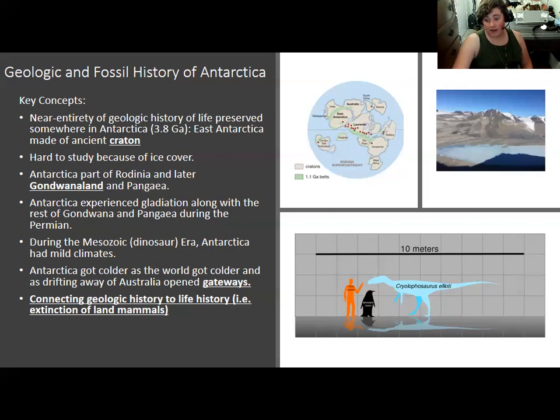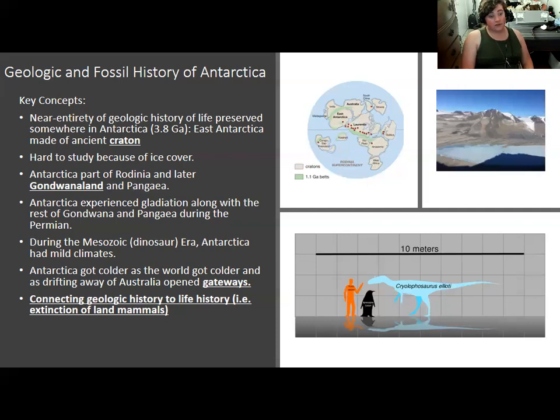And we talked a bit about how Antarctica did have some land mammals early on in the Age of Mammals and how they lived alongside the ancestors of today's penguins. But with the opening of the Antarctic Circumpolar Current, Antarctica became too cold for most terrestrial life. The penguins adapted to the existence, but the land mammals did not.